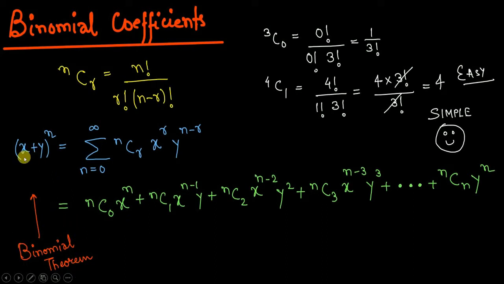The theorem says that if you have a polynomial like this, a sum of 2 terms with some power n, it can be expressed or expanded in these summation terms. This is a short form of writing the summation terms. When you expand this, that is if you put n equal to 0, n equal to 1, n equal to 2, n equal to 3 and so on, you'll get these big expressions. Clear? This is the binomial theorem that we have learned.